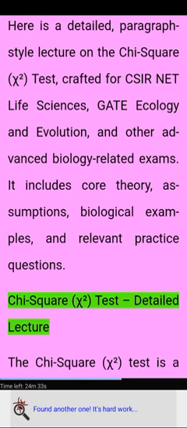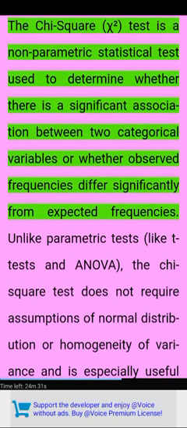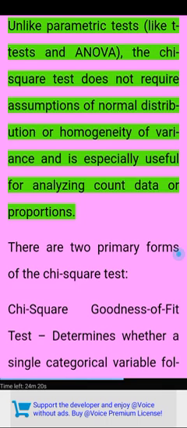Chi-squared test, detailed lecture. The chi-squared test is a non-parametric statistical test used to determine whether there is a significant association between two categorical variables or whether observed frequencies differ significantly from expected frequencies. Unlike parametric tests like t-tests and ANOVA, the chi-square test does not require assumptions of normal distribution or homogeneity of variance and is especially useful for analyzing count data or proportions.